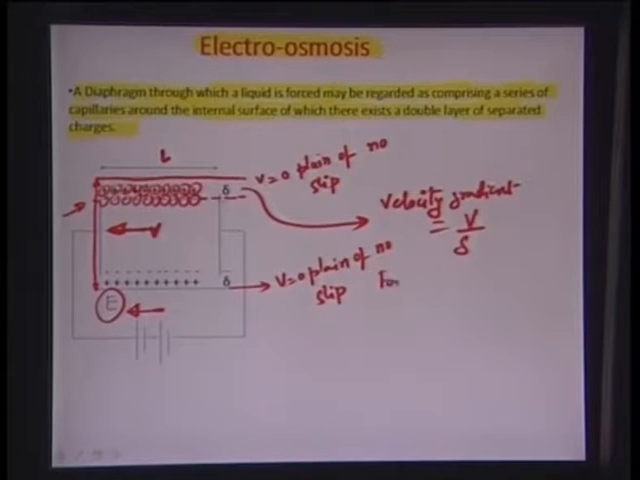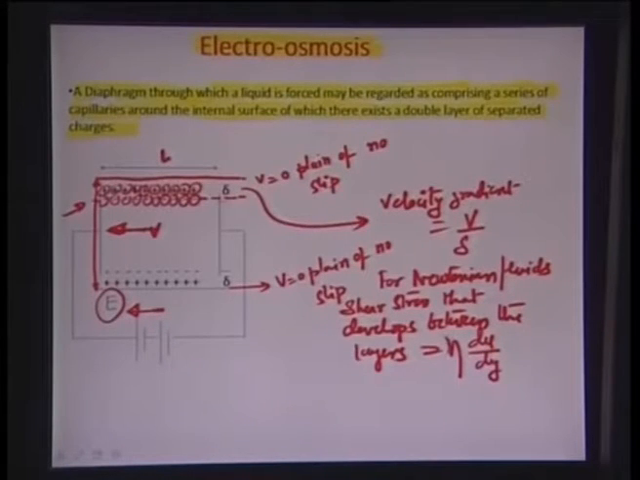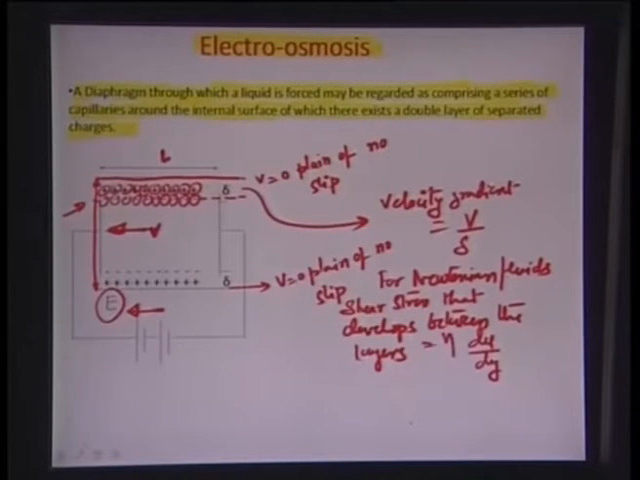We know for Newtonian fluids, the shear stress which develops between the different layers is proportional to the velocity gradient du by dy in this case. And the constant of proportionality there is none other than the viscosity of the medium, the eta. So that is what Newton's law states. Let me write this a little more clearly: viscosity into the velocity gradient.